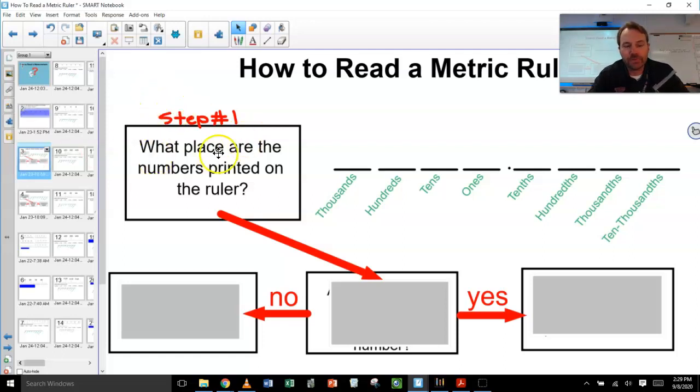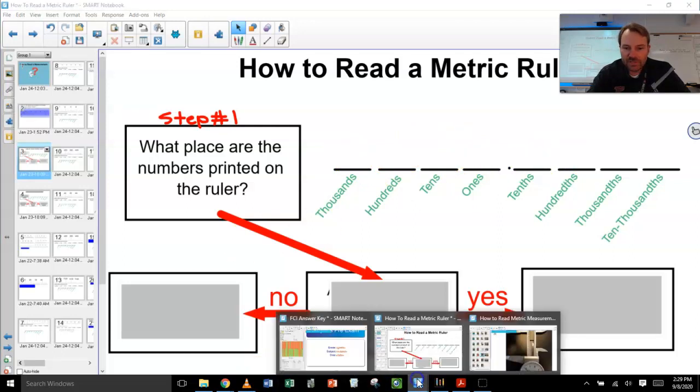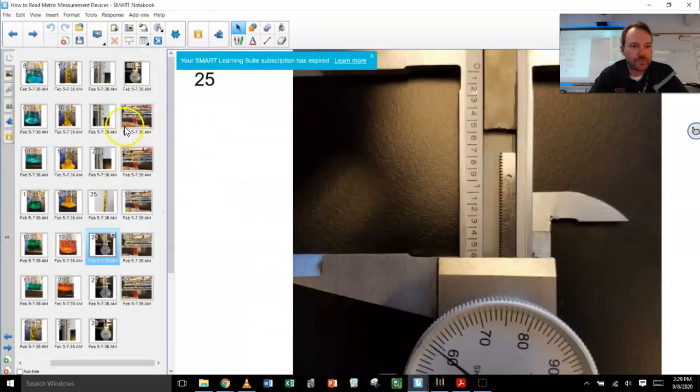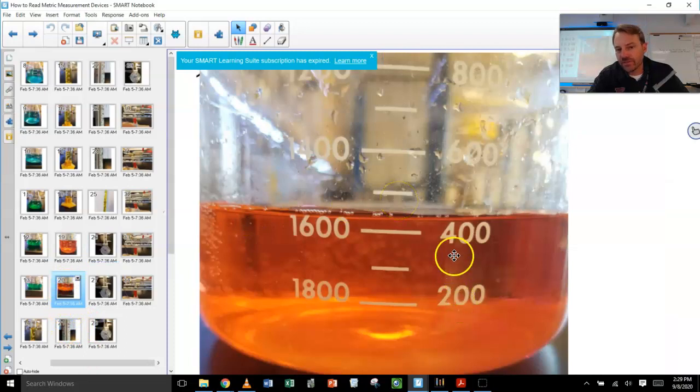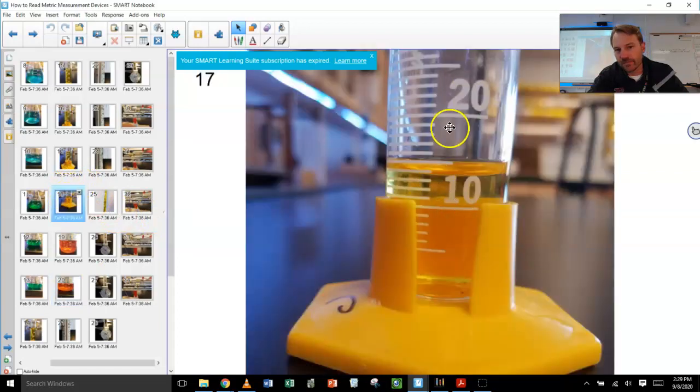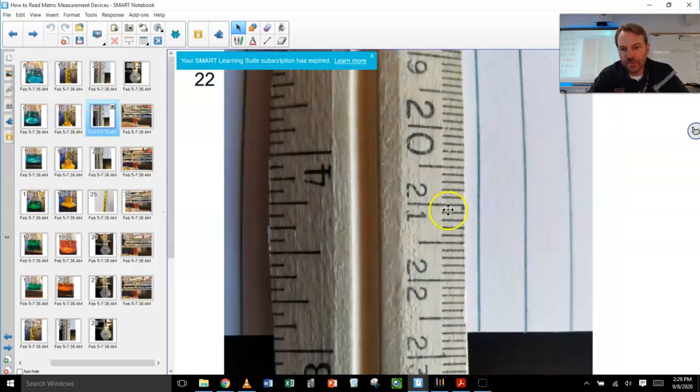First step, you have to look and see what numbers are printed on the device. Is it the thousands, hundreds, tens, ones, tenths, and so on? Let me just go back to those pictures and give you an idea. For instance, the beaker: these are the 100s, so there are hundreds printed on this thing. This graduated cylinder looks like the tens are printed on it. 10, 20.